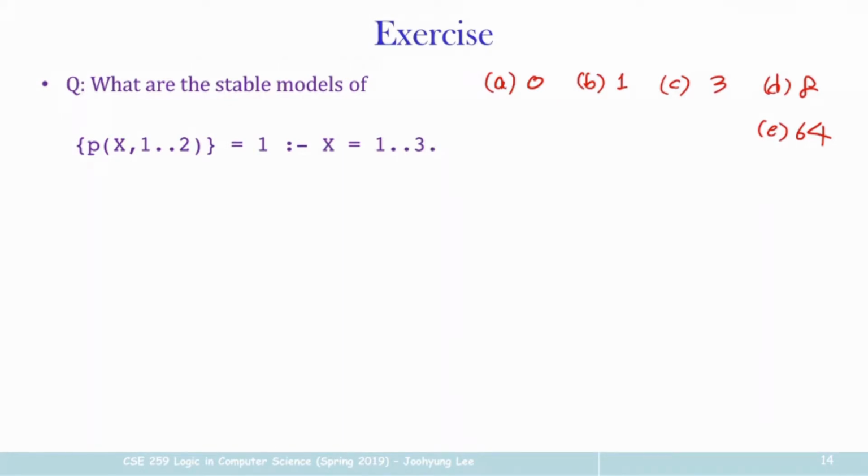So again, mentally ground the global variable. So replace the global variable with instances, and then try to look into the rule, what that rule means, and find out how many stable models will be there.